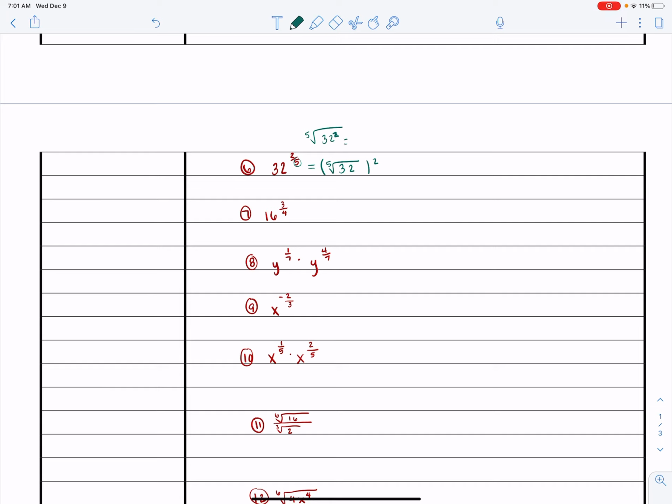So we're going to take the 5th root of 32. The 5th root of 32 is 2, because 2 times itself 5 times is 32. Now I need to square that. So my answer is 4.